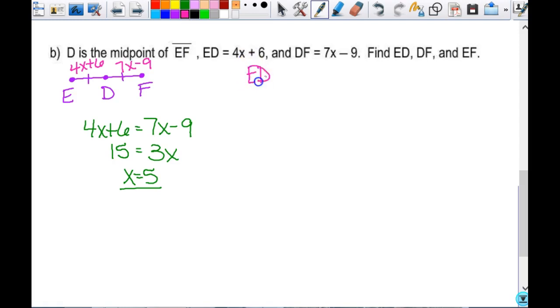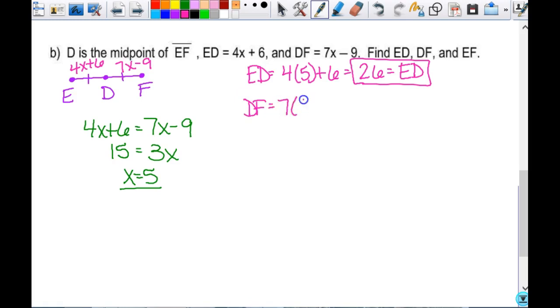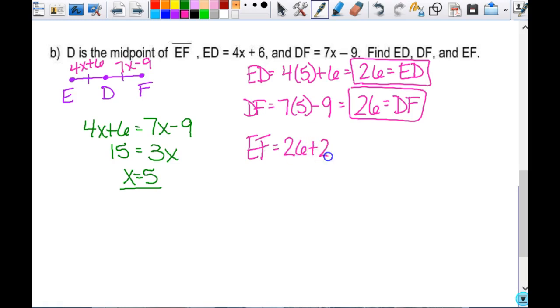The length of ED is equal to 4 times 5 plus 6, so that's 26. Then I've got to find the length of DF. That is 7 times 5 minus 9, which is 26, which is what I would expect, but it's an easy way to check yourself without actually making the effort to check yourself. And then you hope that you're right on both of them, because you've got to use those to get EF. 26 plus 26 gives you 52. Okay. Any questions on that? We good? Awesome. Then go ahead and glue that in if you haven't already.